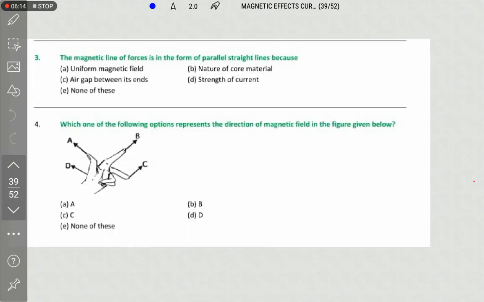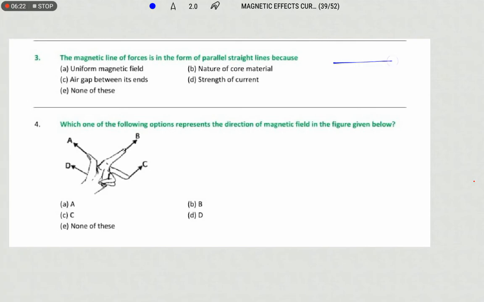Right, next one. The magnetic lines of force form parallel straight lines because the magnetic field lines are parallel. So the answer is uniform magnetic field, not nature of core material, air gap between its ends, or strength of the current. If the magnetic field lines are parallel and equally spaced, then it represents the orientation of the uniform magnetic field.